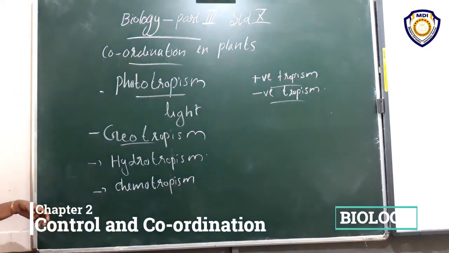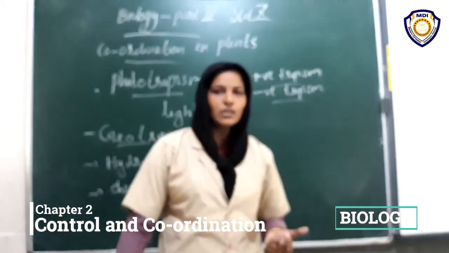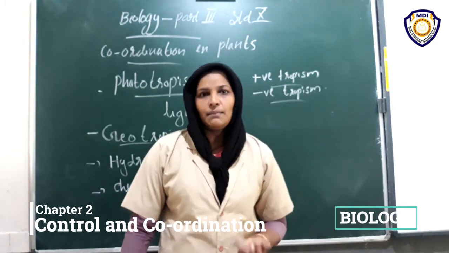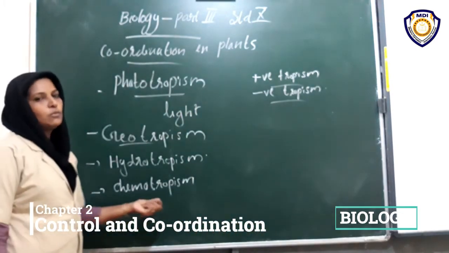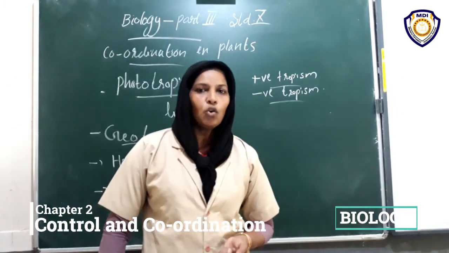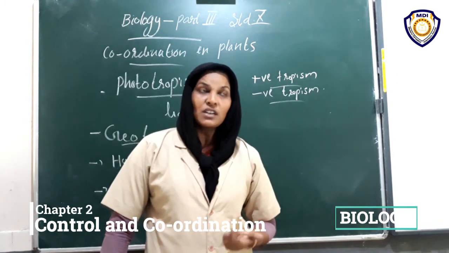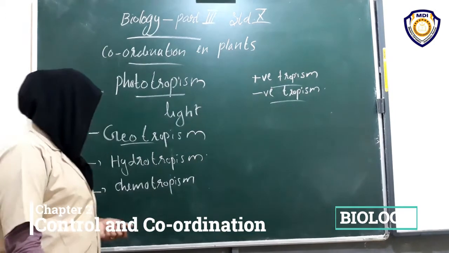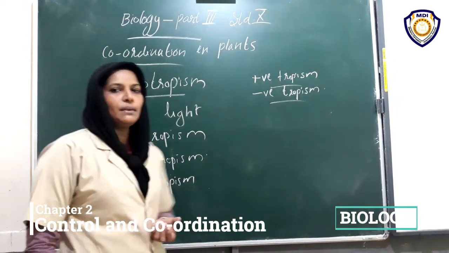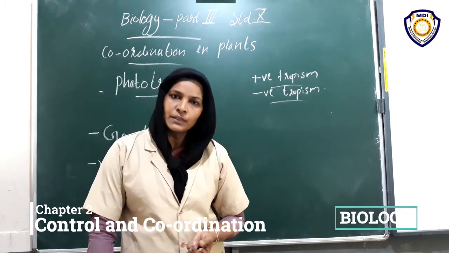What is chemotropism? You know that certain parts of the plant move towards some chemicals. So they are called chemotropism. For example, the movement of a pollen tube towards the ovule, that we will study in the next lesson, the chapter on reproduction. So in chemotropism, the plant body parts move towards certain chemicals. Such type of tropism is called chemotropism.